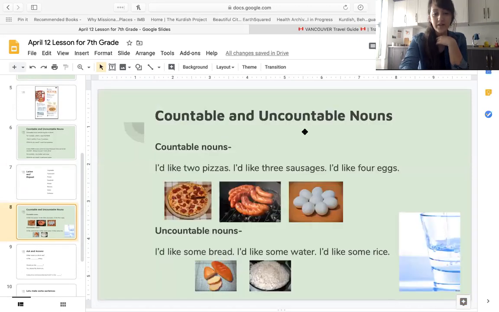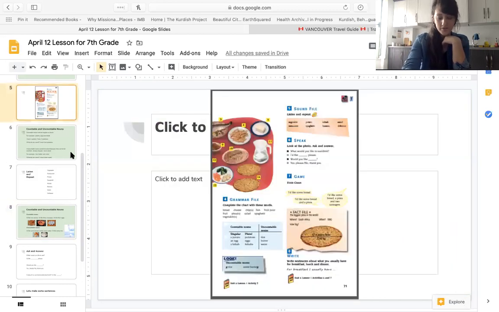Let's go back to countable and uncountable nouns. Here we say, these are countable nouns. Pizza is countable. Sausages are countable. Eggs are countable. Repeat after me. I'd like 2 pizzas. I'd like 3 sausages. I'd like 4 eggs. Uncountable nouns like water, rice, and bread. Repeat after me. I'd like some bread. I'd like some water. I'd like some rice.